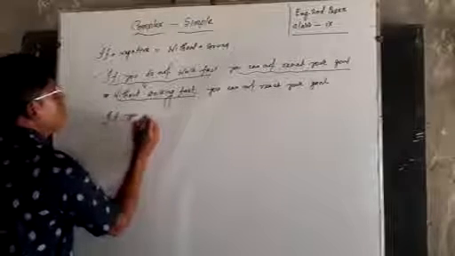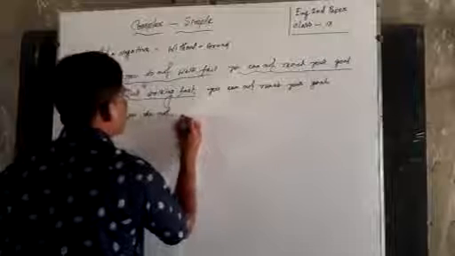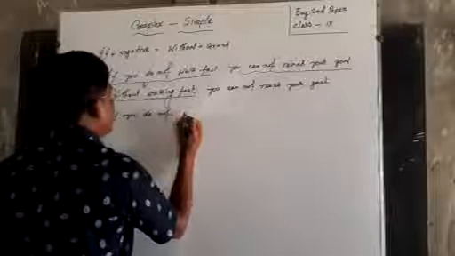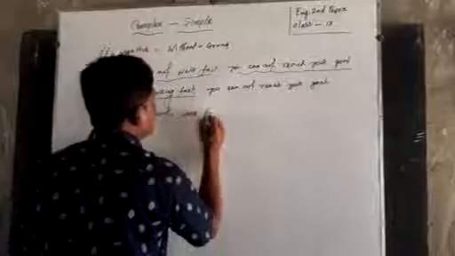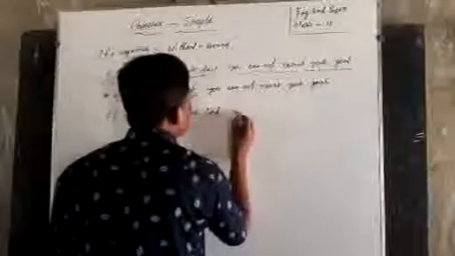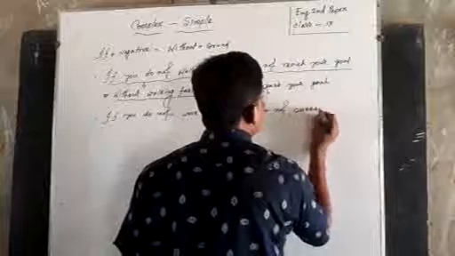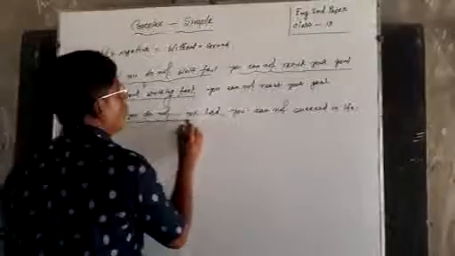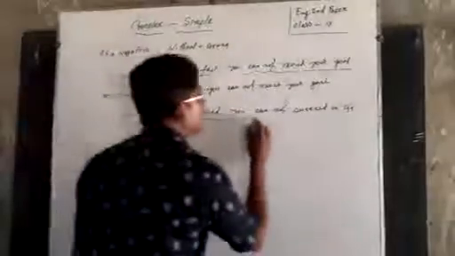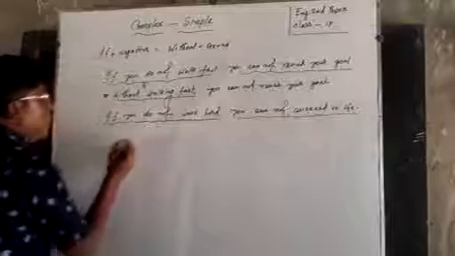If you do not work hard, you cannot succeed in life. Here, "if you do not work hard" is a subordinate clause, and "you cannot succeed in life" is a principal clause. Here, the subordinate clause will be turned into a phrase.